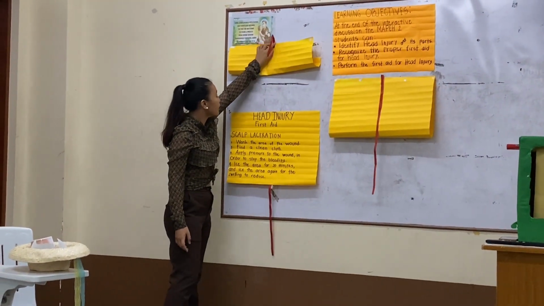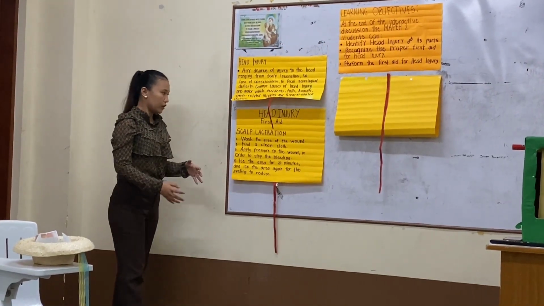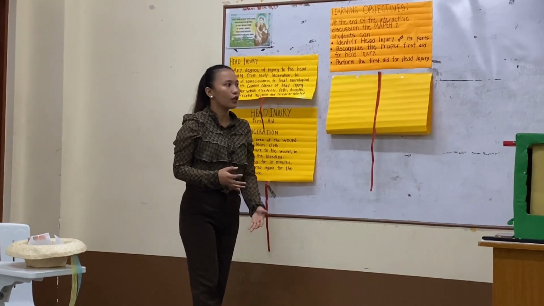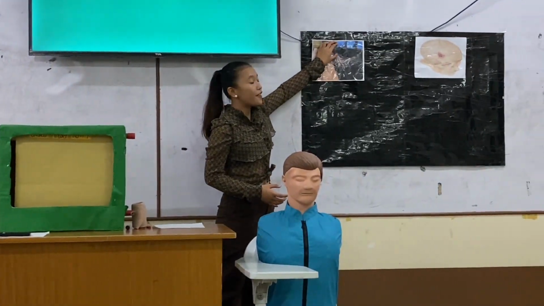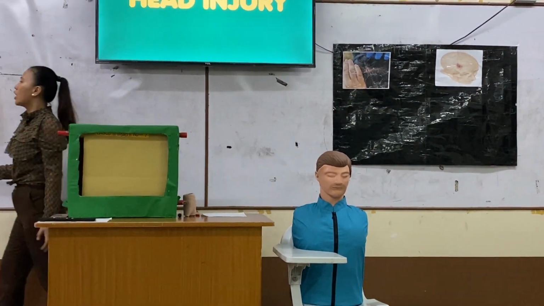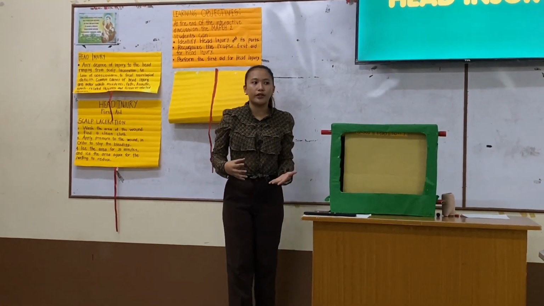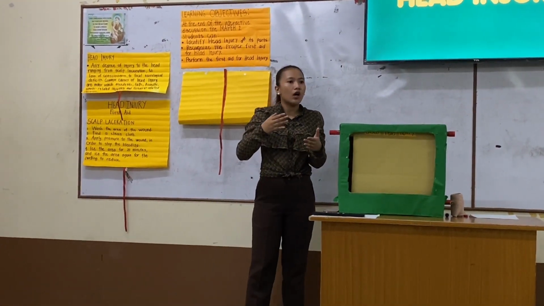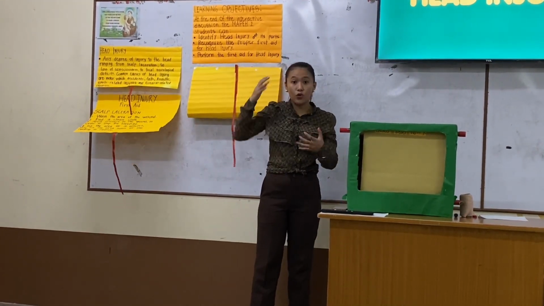For the head injury, we have the scalp laceration. So for scalp laceration, what is scalp laceration? Again, scalp laceration is this one, a cut in the head. The first aid for scalp laceration is, first, wash the area of the wound. If it is not too big a wound, as much as possible, we wash it.